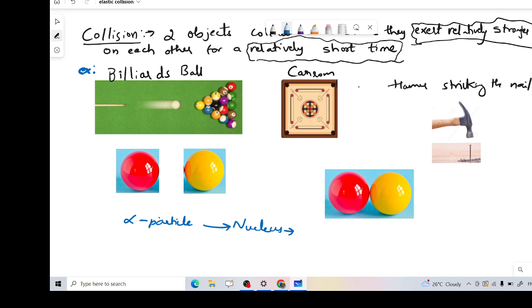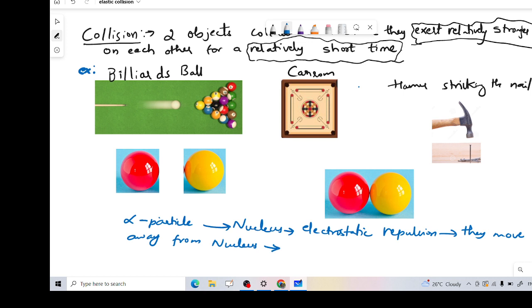Because of the electrostatic repulsion force, the alpha particle moves away from the nucleus. We also call this a collision. So we consider that the alpha particle has undergone a collision with the nucleus, even though there is no physical contact between the particles.